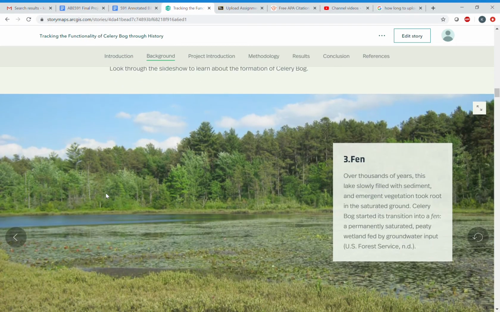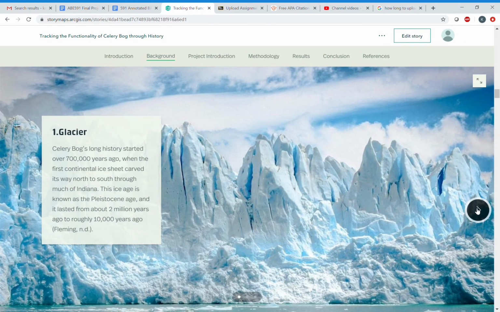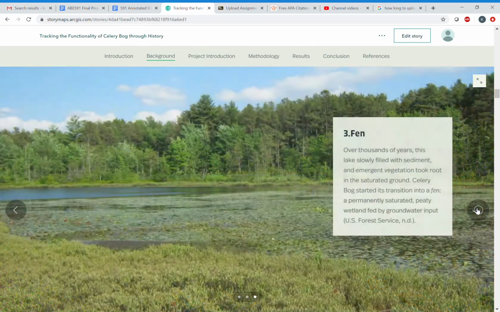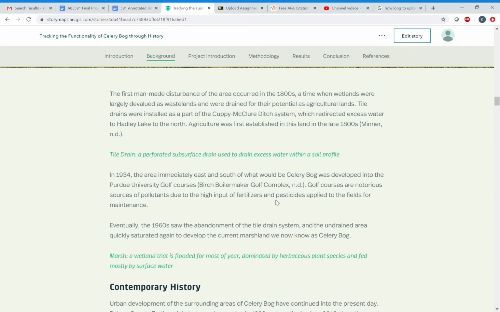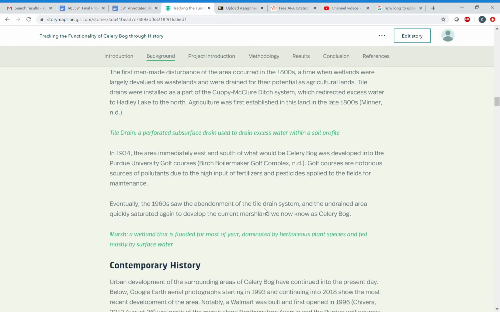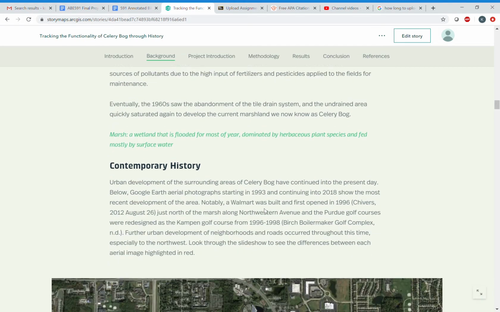And then we go into a background of how Celery Bog was created, starting with a glacier and then moving into a lake and finally into a fen. We also talked about how in the 1800s the land was drained and it became agricultural land until it was abandoned in the 1960s, and all of that undrained area became saturated to form the current marshland.